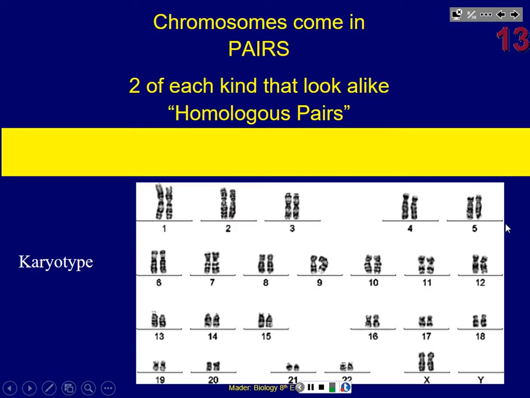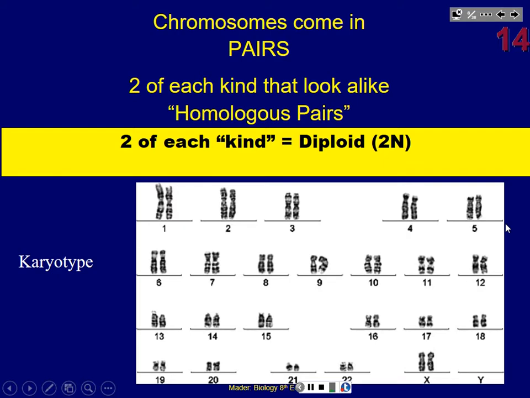Okay, so when we have 2 that look alike, when we have the homologous pairs together, that condition is referred to as being diploid. When we have 2 of each kind, it's diploid. Di means 2. So, your somatic cells, what's a somatic cell? A body cell. Your body cells, your somatic cells are diploid. Learning lots of new vocabulary tonight.